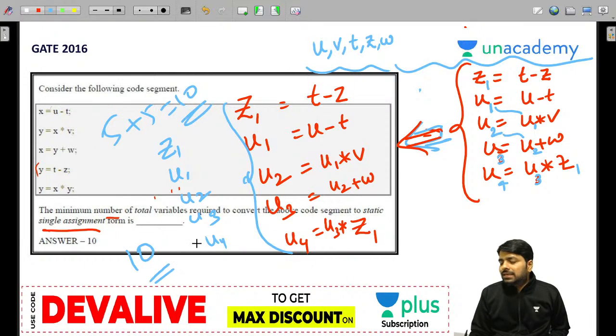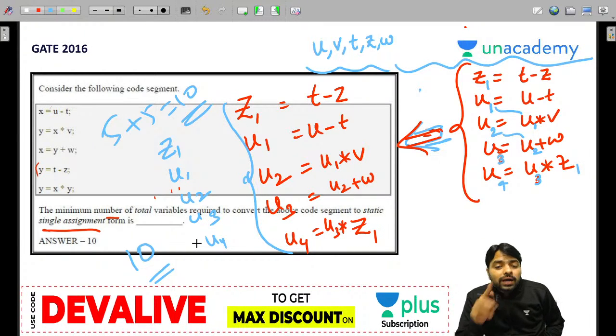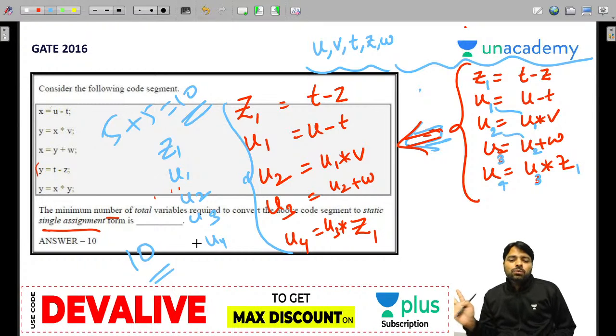Okay, 10 is the answer, guys. Yeah, this was already a GATE question, guys. If you go and look at the solutions of the GATE books, some people have written anything they like. They are saying 5, someone is saying 7, saying anything. So please try to understand what is SSA code. This is the best technique as per my knowledge.